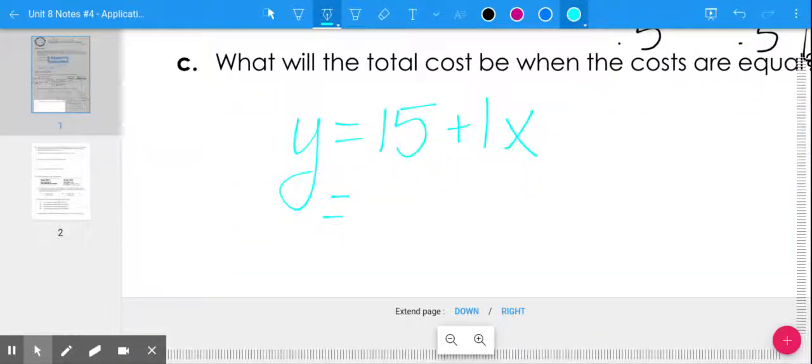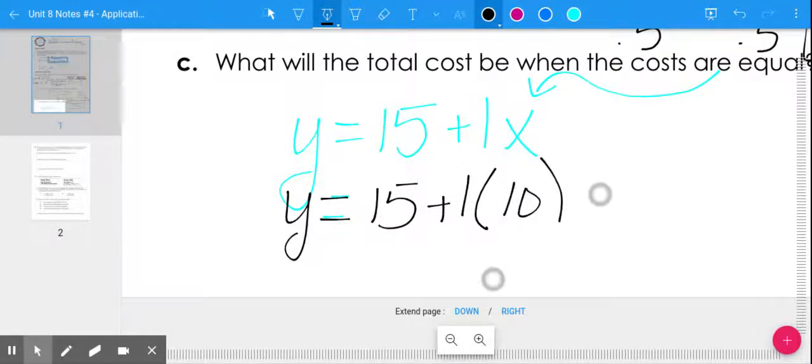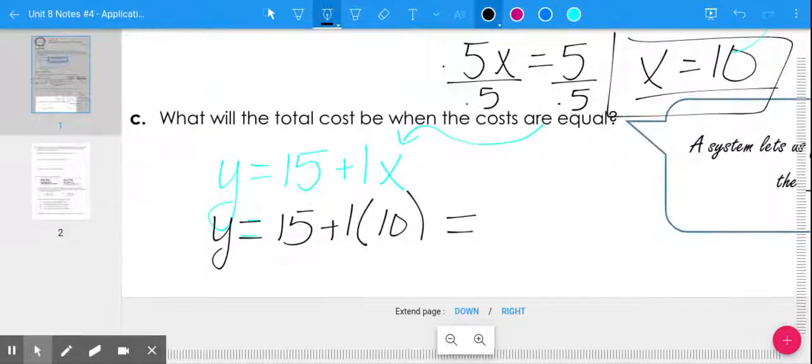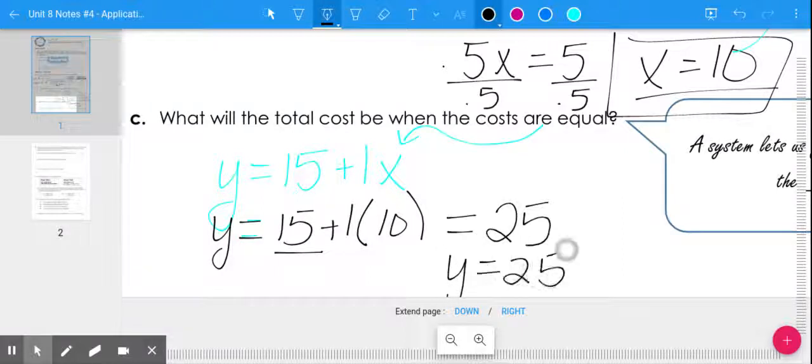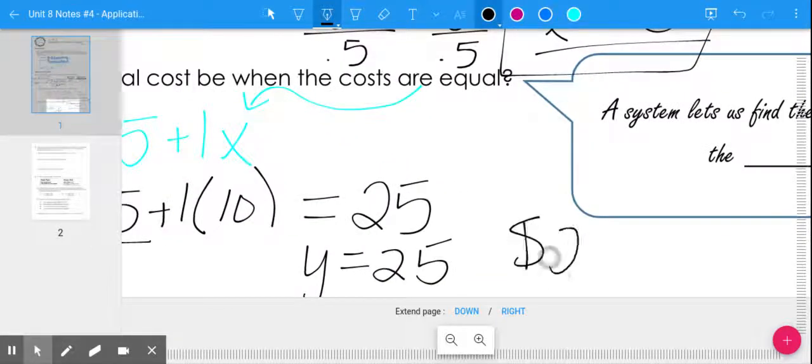So we're going to take that 10 and plug it in for the x. So I'll have y is equal to 15 plus 1 times 10. We'll simplify that. 1 times 10 is just 10, plus the 15 will give me 25. So my y is equal to 25. Well, we didn't ask what y is equal to. We asked what the total cost is going to be when they're equal. So we're going to say $25.